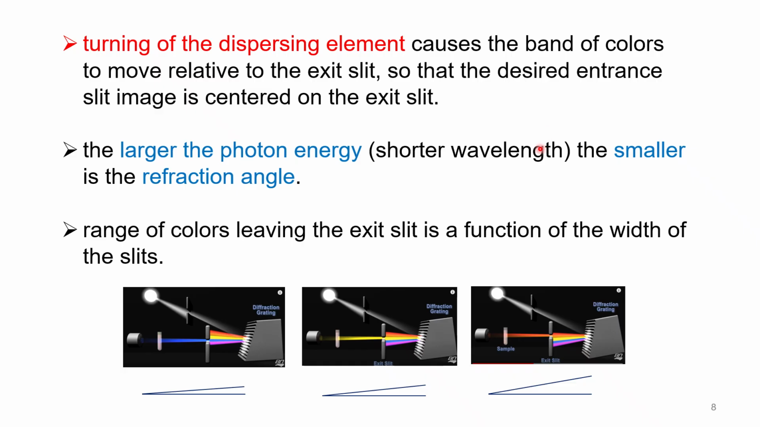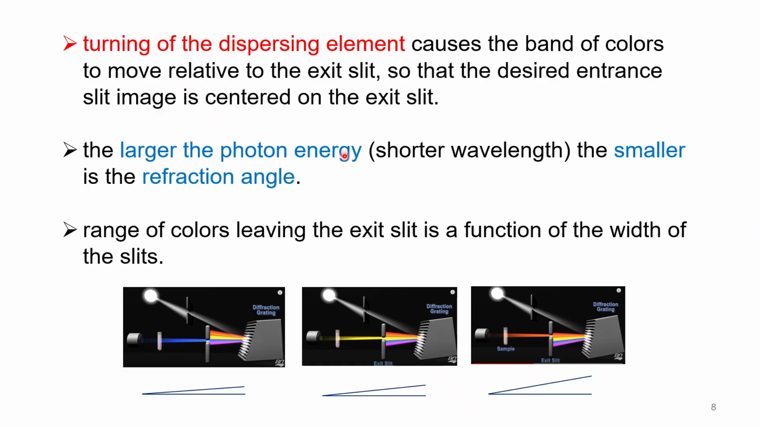Therefore, turning the dispersing element will cause the band of color to move relative to the exit slit, whereby the exit slit is at a fixed position, so that the desired entrance slit image is centered on the exit slit.